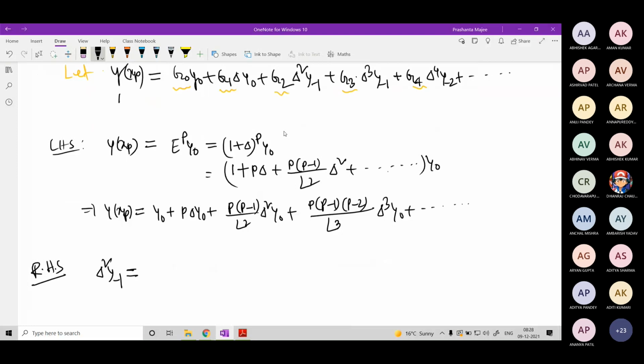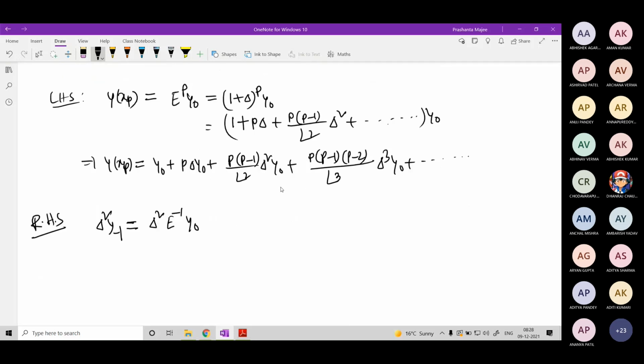So how do you write delta square y minus 1? Delta square into E power minus 1 on y naught. What is E power minus 1? Basically 1 by 1 plus delta. So this is delta square. E inverse is basically (1 plus delta) inverse, since E is 1 plus delta, operated on y naught.